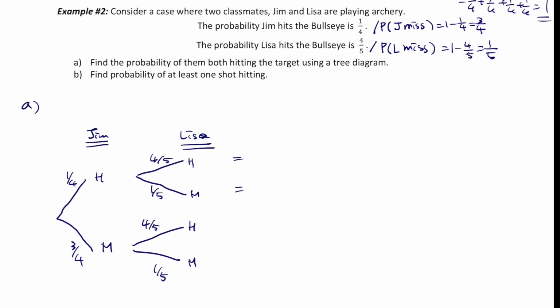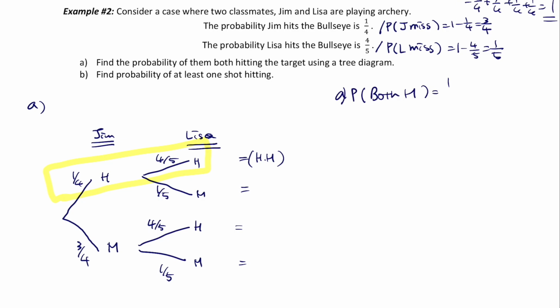Then we can calculate the total probability of where Jim hits the target and Lisa hits the target, using the tree diagram, right? So we have to calculate this part. So we can say that the probability of them both hitting the target is the same as 1/4 times 4/5. So it's 4/20, which is 1/5.